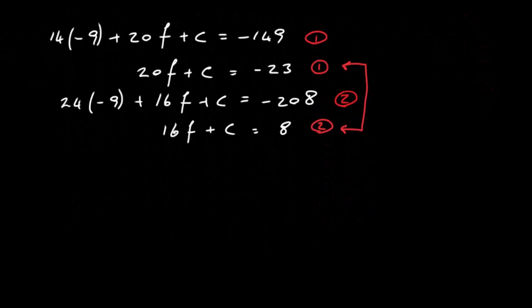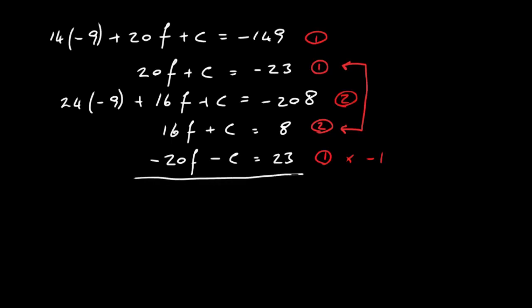So I can see I've already got a plus c and a plus c. So I'm going to take equation 1 and multiply it by minus 1. So that'll give me minus 20f minus c is equal to plus 23. Put these two together. Here I'll get minus 4f. These will cancel to give me 0, and here I'll end up with 31. f then is just equal to minus 31 over 4.